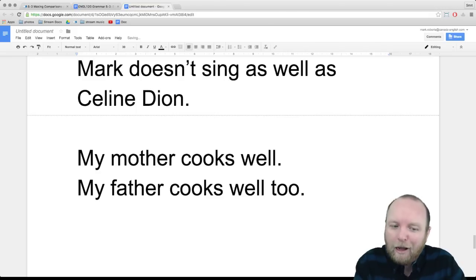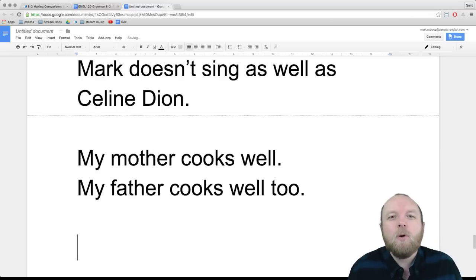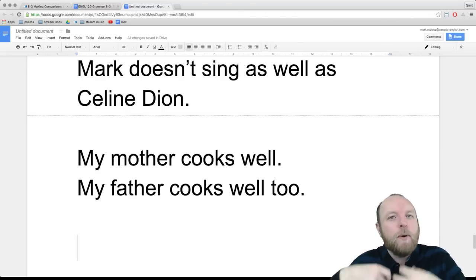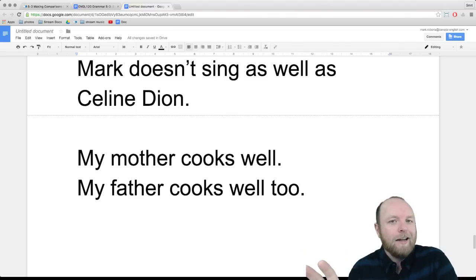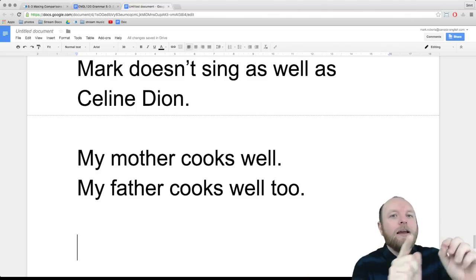They're not the same. Which one is more? Which one do you think is more? Which one do you think is better? Of course, my mother. So, remember, not as, something as.